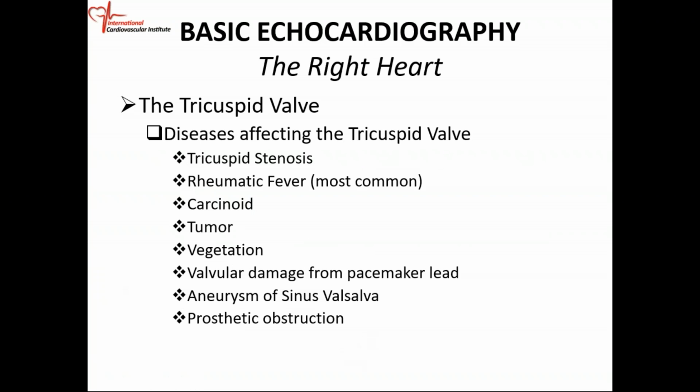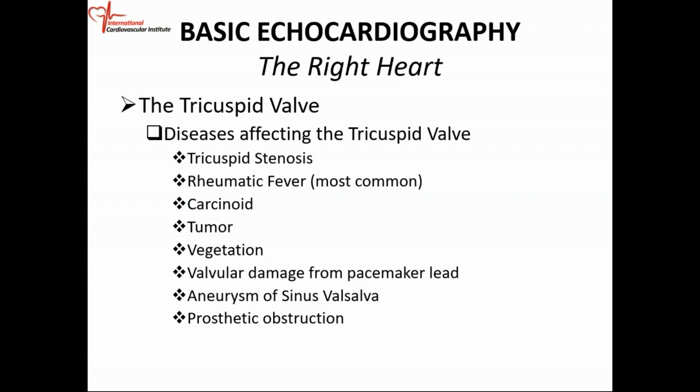What about diseases affecting the tricuspid valve? Pathology affecting the tricuspid valve includes tricuspid stenosis. That is, the valve is not opening properly and the opening is stenotic, it's narrowed. Rheumatic heart disease can affect the right side. However, it's usually a left-sided disease, affecting the mitral valve and aortic valve.